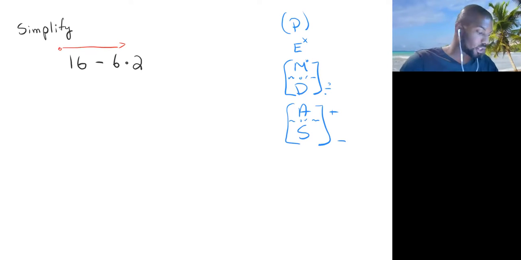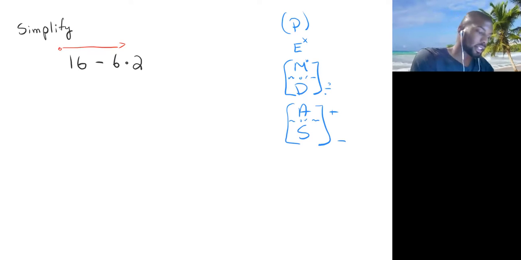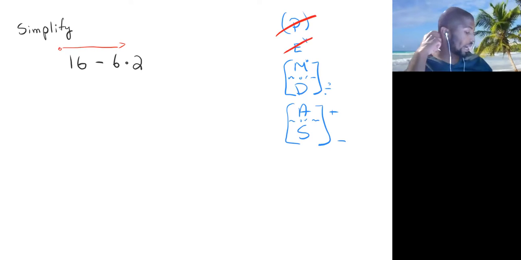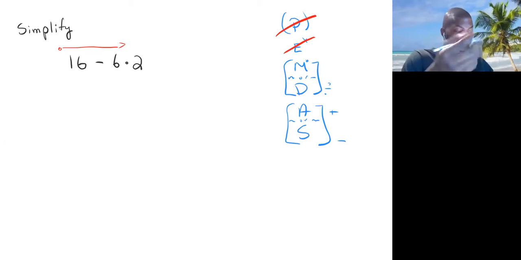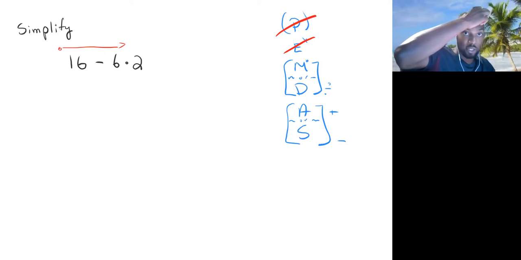So I look first. Do you see any parentheses? Is anything in parentheses? Nothing is in parentheses, therefore I ignore it. I move on. Do I have any exponents? I don't have any powers, I have no exponents, I move on. Do I have either multiplication or division? Well, if I start from the left, from 16 and go right, I don't have any division, but I do have multiplication. And I've got a 6 times 2.